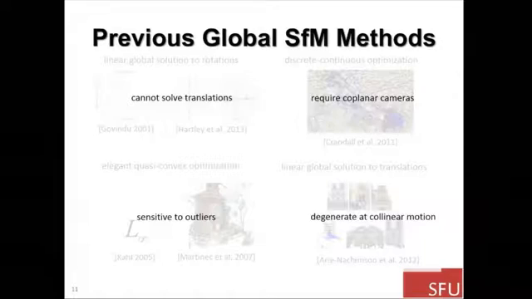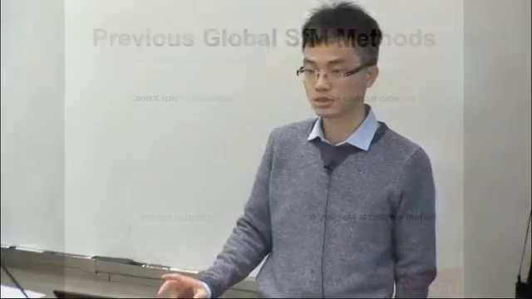Although it sounds like collinear camera motion is just a special case, it's actually a very important special case. If you think about street view images captured by a car moving along a street, those images are roughly along a straight line. So collinear motion is an important special case that we cannot ignore.